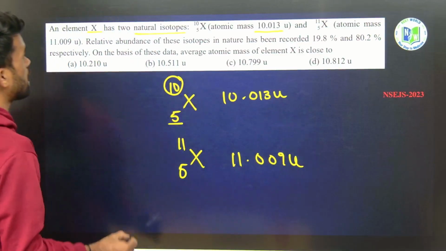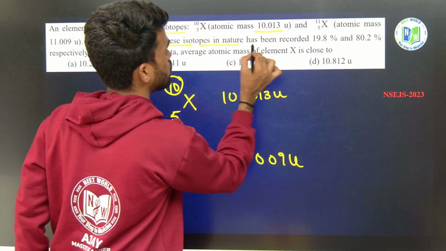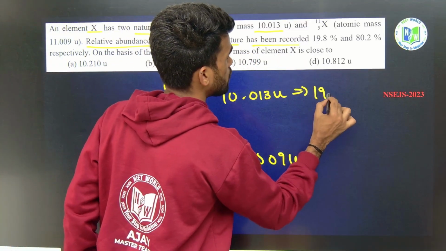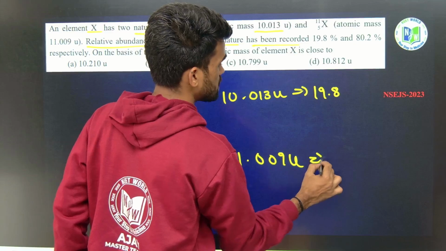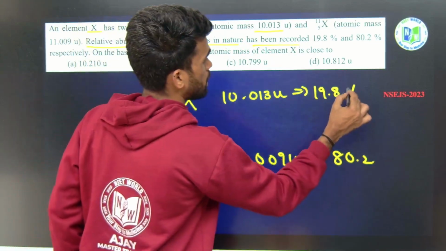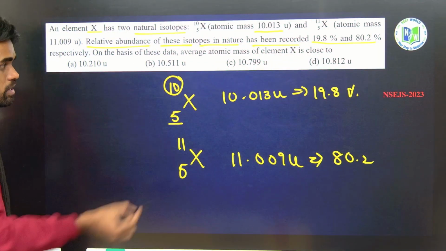Now they are asking about the relative abundances of these two isotopes in nature. It is given as 19.8 for the first one, and 80.2 for the second one. This is the percentage of abundance as they mentioned here. So what is the relative abundance given here?